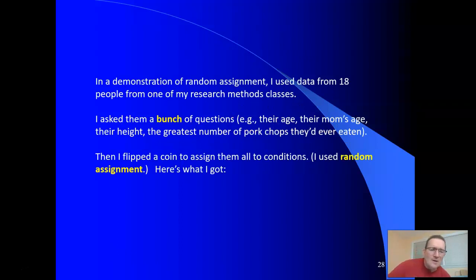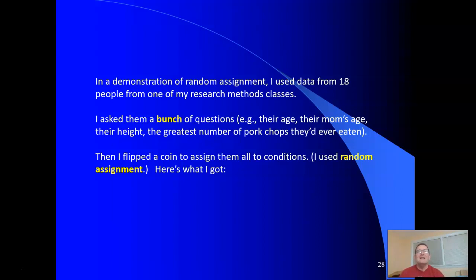A long time ago now, almost 7 years ago, I was teaching still at St. Mary's College of Maryland. I was teaching research methods to a small group of 18 students, and in that group, we did this activity. I asked them a bunch of survey questions. What's your age? What's your mom's age? What's your mom's IQ? If you don't mind saying, we're not going to give the data back to your mom.